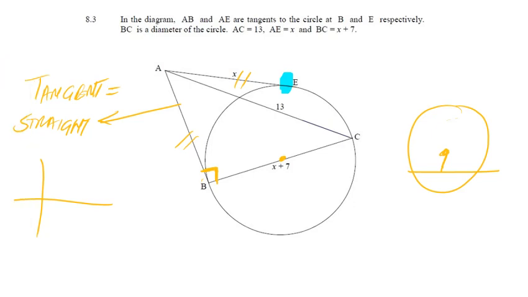Yes, sir. So a diameter is just twice the radius, so it's a straight line from that point to this point.